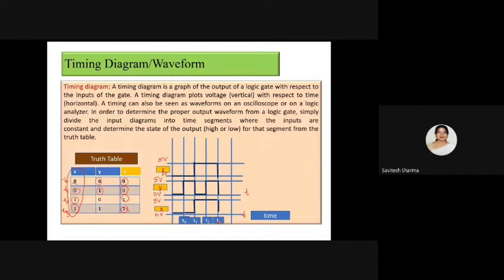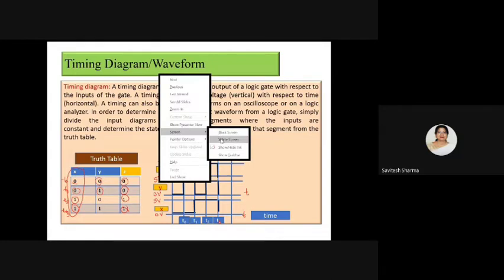So if everyone is able to understand what I am telling you, so all of you please convert this truth table. I am giving you another truth table. Please draw it once, so you will have confidence that you are now comfortable with the timing diagram.